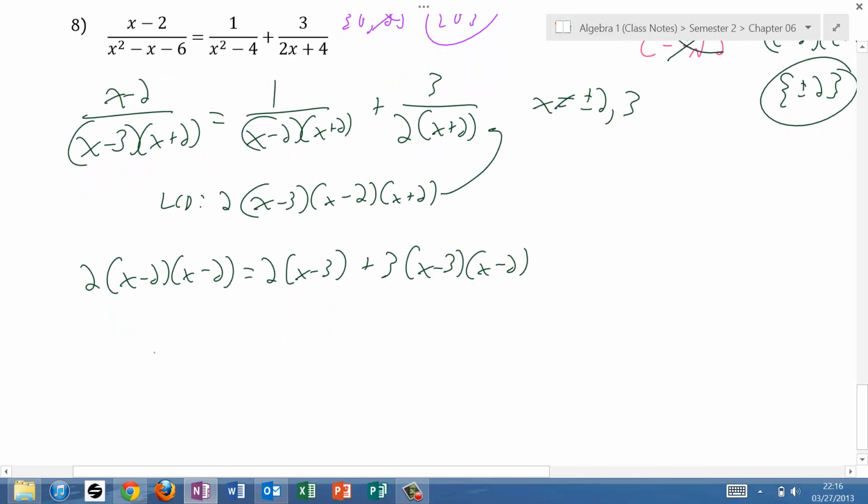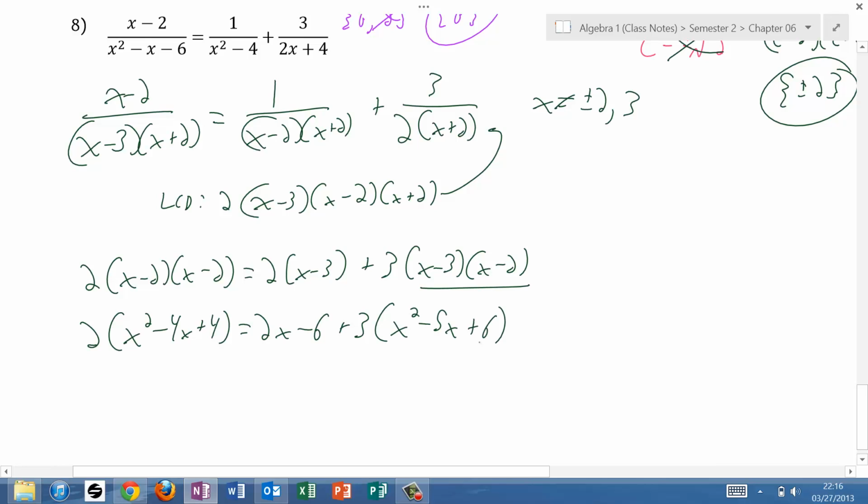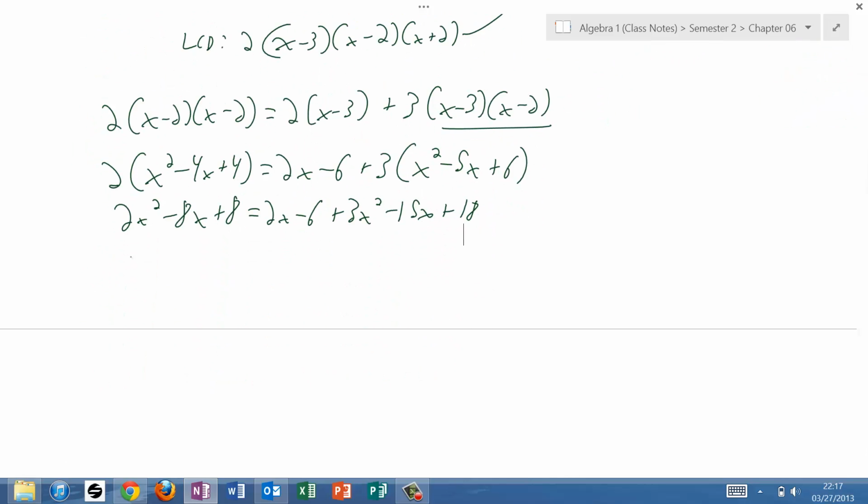Okay. Simplify what's left. Let's keep the 2 out here and FOIL this. x squared minus 4x plus 4 equals, and this is going to be 2x minus 6 plus 3, and I'm going to FOIL this. x squared minus 5x plus 6. Distributive property: 2x squared minus 8x plus 8 equals 2x minus 6 plus 3x squared minus 15x plus 18. Simplify both sides, put them in descending order. 2x squared minus 8x plus 8 equals, this would be 3x squared. Look for my x's, I'm going to have minus 13x, and then plus 12.